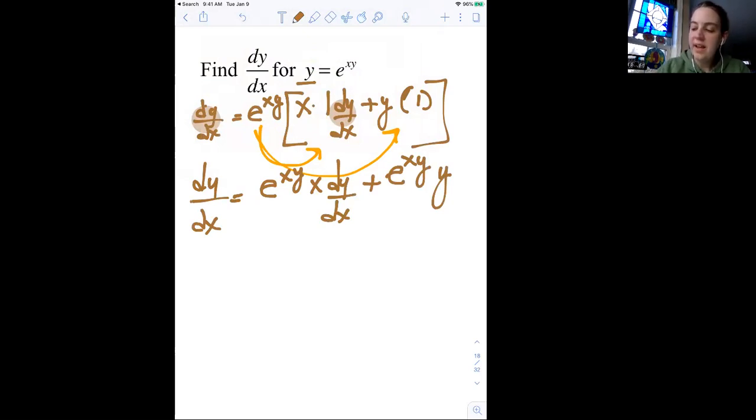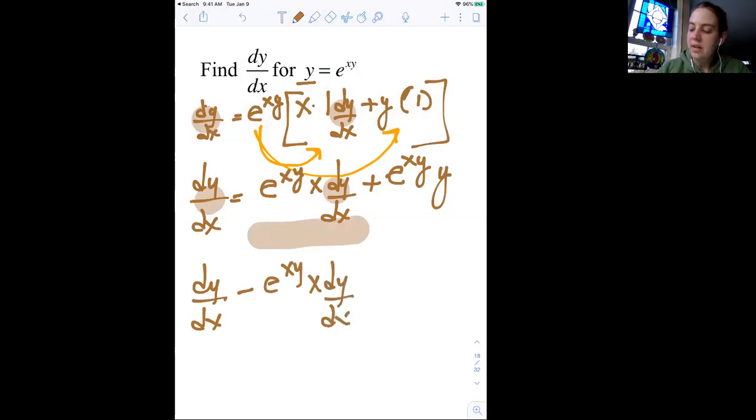But I still have a dy/dx on the left and a dy/dx on the right. We've got to get those on the same side. So I would take this term and subtract it to the left. dy/dx minus e to the xy x dy/dx is equal to e to the xy times y. Awesome. Now, on the left-hand side, that dy/dx, here's one, here's the other one. That's good. They're on the same side.